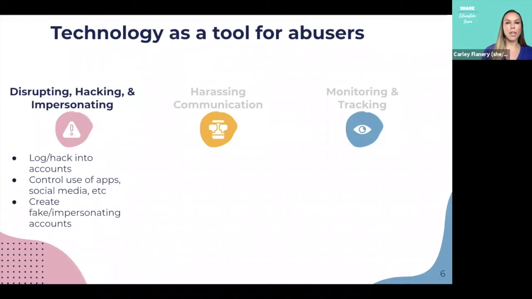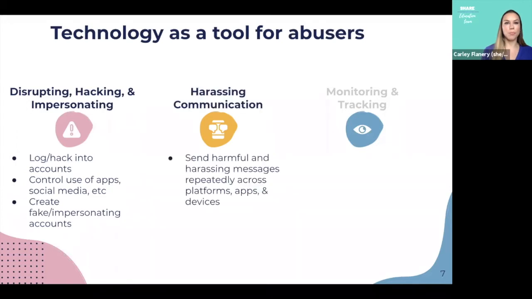First, people who use technology to abuse can log in or hack into your account and control your use of certain apps, social media, platforms, etc. They can also create fake or impersonating accounts online, like social media, dating sites, porn sites, etc., to harass the victim survivor, their friends, and family. Second, those with abusive behaviors can also send harassing messages repeatedly using different platforms and accounts through email, text, DMs, apps, or phone calls.